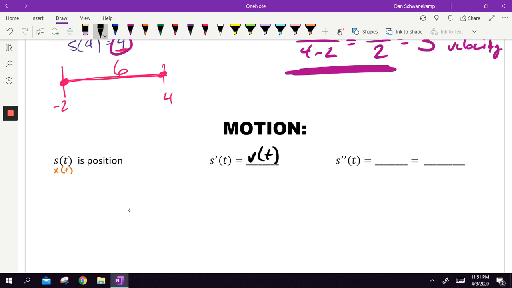Okay, and so that is really important. The derivative of position is velocity. Let's write that down here. V of t represents velocity.